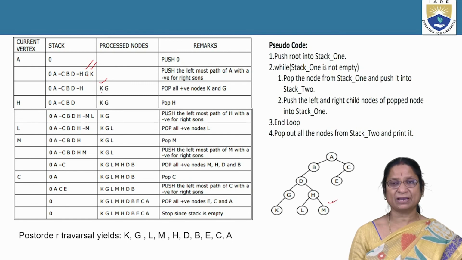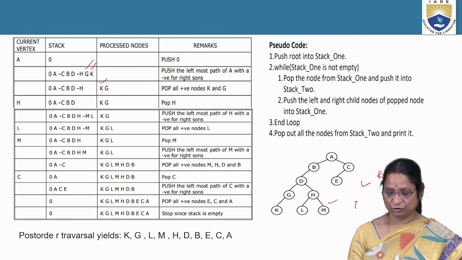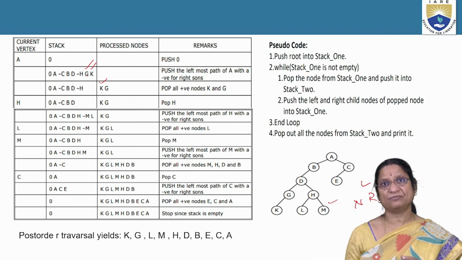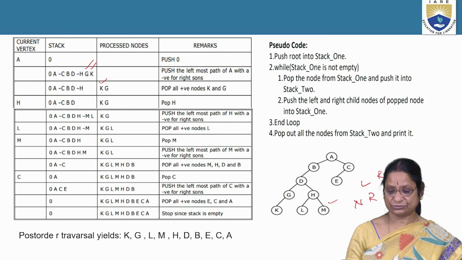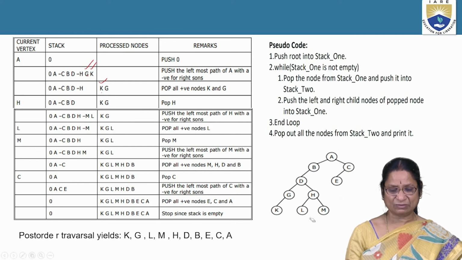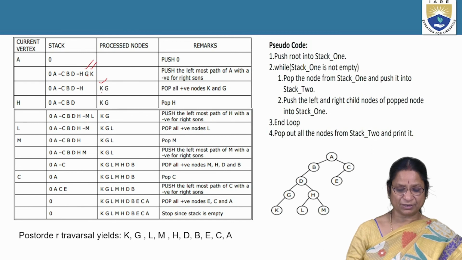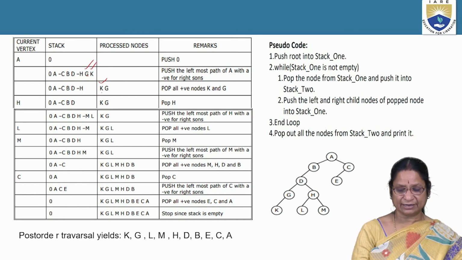First I have to push H, then I have to push its right child. The right child is going to be minus M, because left, right, node must be the processing order. So while pushing, the node must be pushed, then right, then left, so that while popping I get first the left node, then the right node, then the node. So that's why we push the node first. H is pushed, its right child, minus M, is pushed, then L.